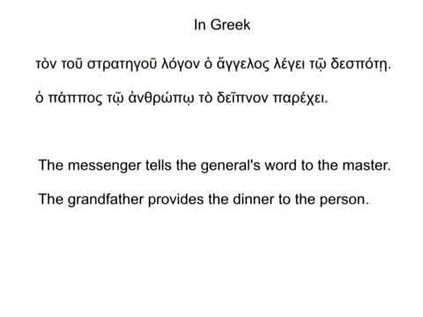Our second sentence is, ho papos to anthropo to dapnon pareke, or the grandfather provides dinner to the person. Here we have a subject in the nominative, a direct object in the accusative, and to anthropo is a dative. It's an indirect object with a verb of giving.